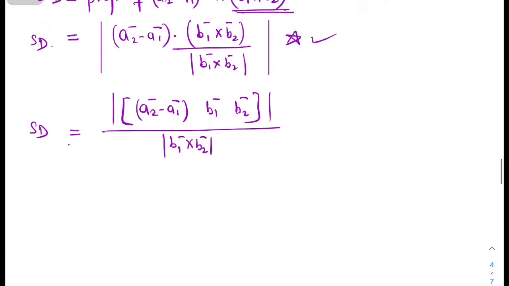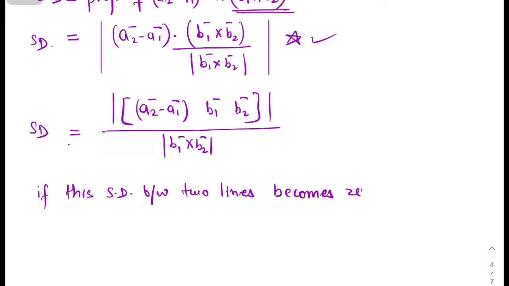If this shortest distance between two lines becomes 0, so think, when will the shortest distance between two lines be 0? When the lines will be intersecting. So by calculating the shortest distance between two lines, we can easily say whether the lines are intersecting or not. So if the shortest distance between two lines becomes 0, then the lines will be what?